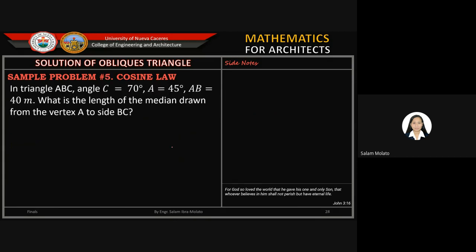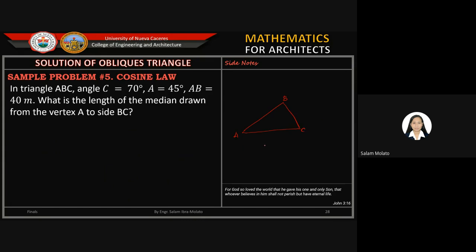All right. So next, we have the cosine law again, example. In triangle ABC, angle C is equal to 70 degrees. Angle A is 45 degrees and the length of AB side is 40 meters. What is the length of the median drawn from the vertex of A to side BC? So to understand it well, let us again draw the triangle. So say this is our triangle. Let's just confirm if tama yung pagka-drawing natin. So we have A, B, and C.